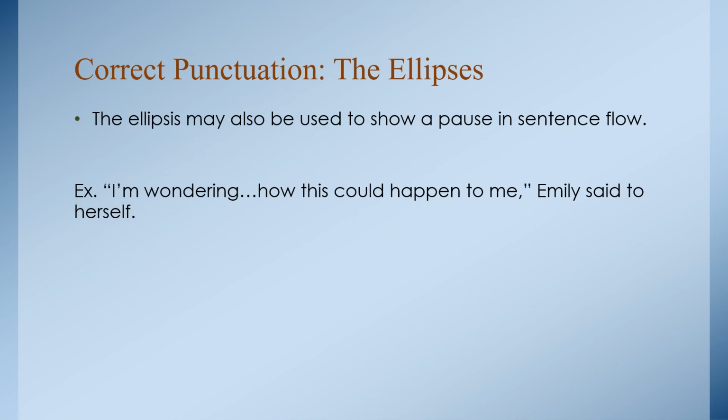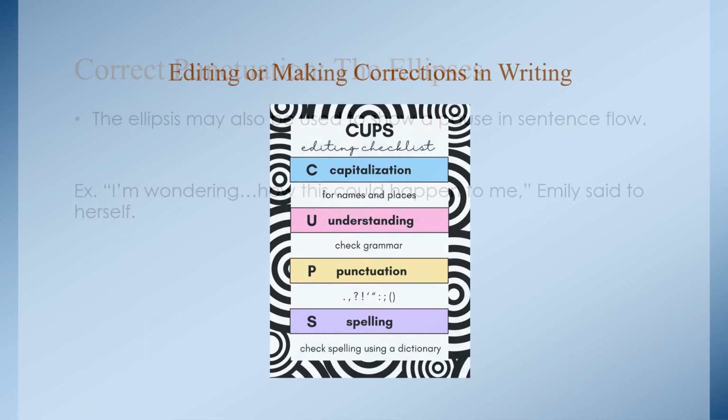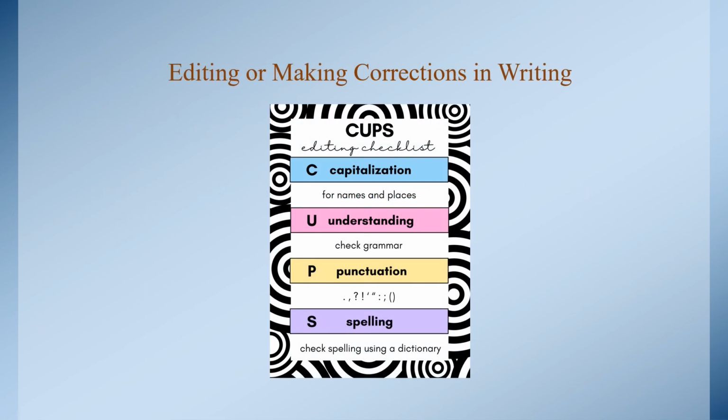Another way that the ellipsis is used is to show a pause in the flow of the sentence. For example, I'm wondering how this could happen to me, Emily said to herself. Now here's an acronym that you may want to remember in making corrections in writing. CUPS. C, capitalization. U, understanding.